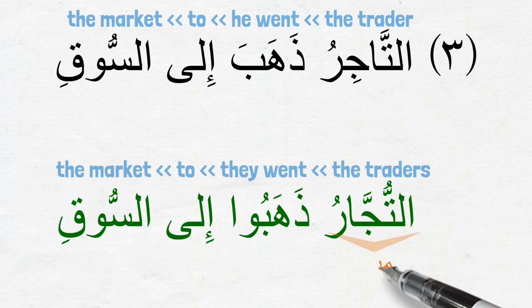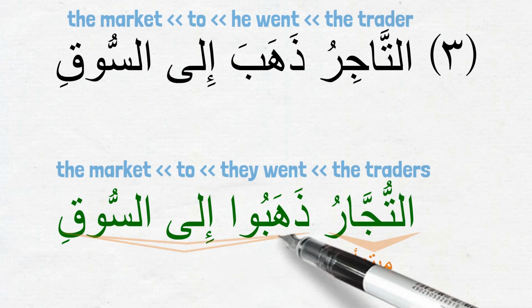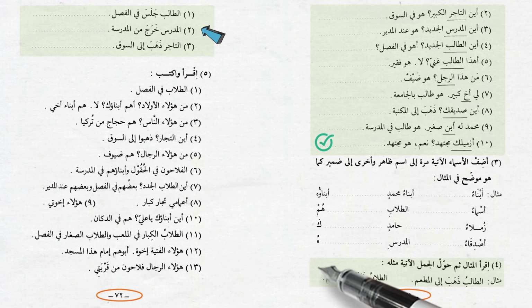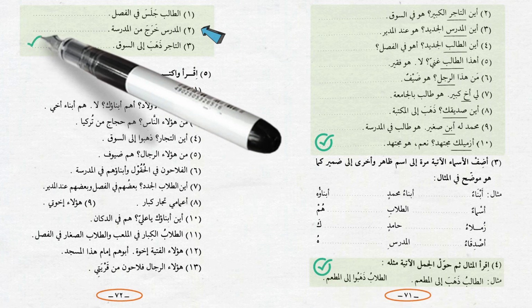So التجار is the mubtada of the jumla ismiya, and its khabar is the remaining fi'aliyya sentence ذهبوا إلى السوق. They went to the market. And again, the conjugation form ذهبوا has the fi'al and fa'il in it. The fa'il is al-waw. Very good. We are done with exercise 4.